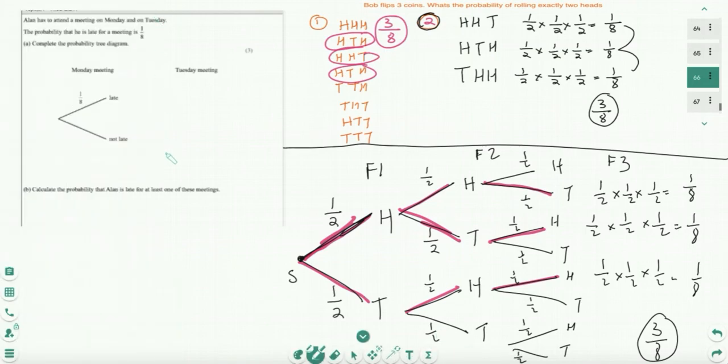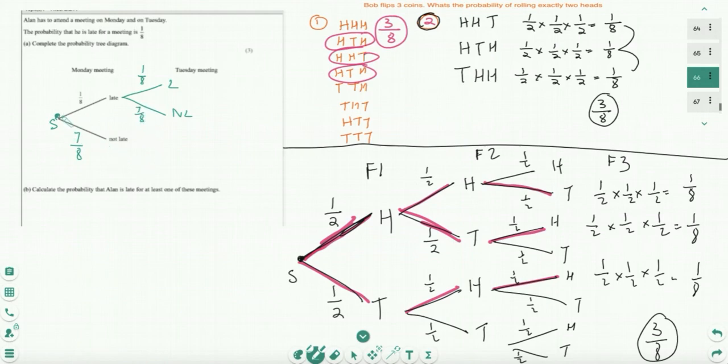Alan has to attend a meeting on Monday and on Tuesday. The probability that he is late for a meeting is 1/8. Complete the probability tree diagram. So here's a start point. Alright, the probability that he's late is 1/8. So the probability that he's not late must be 7/8, because all probabilities must add up to 1. Alright, so 1/8 plus 7/8 is 1 whole. Then, on the next day, well, you can either be late or not late again. And the probability of being late is still 1/8. Probability of not late is 7/8.